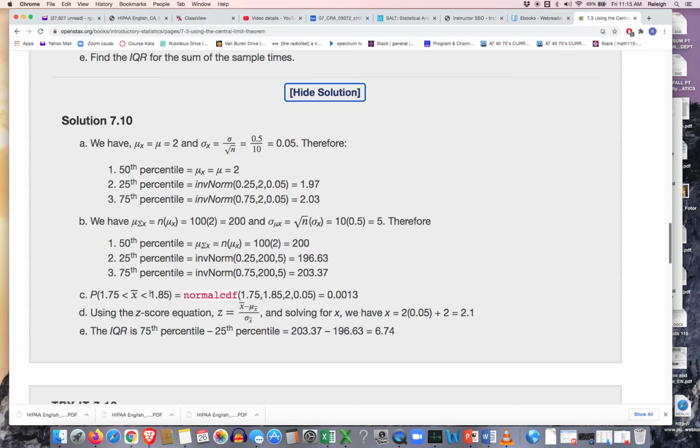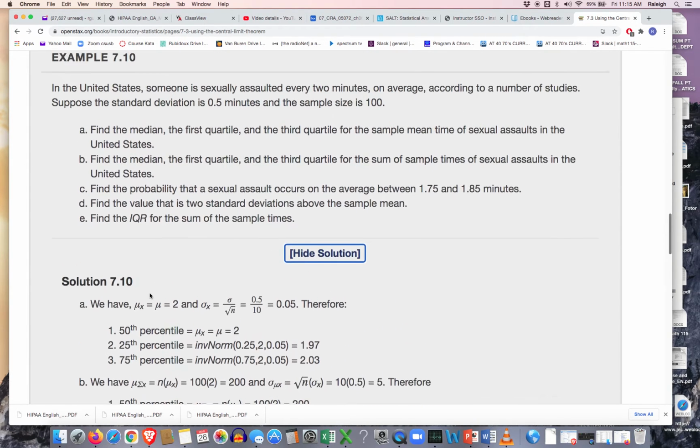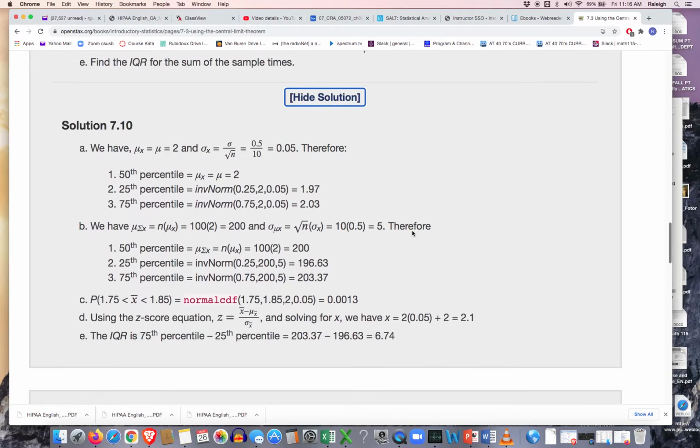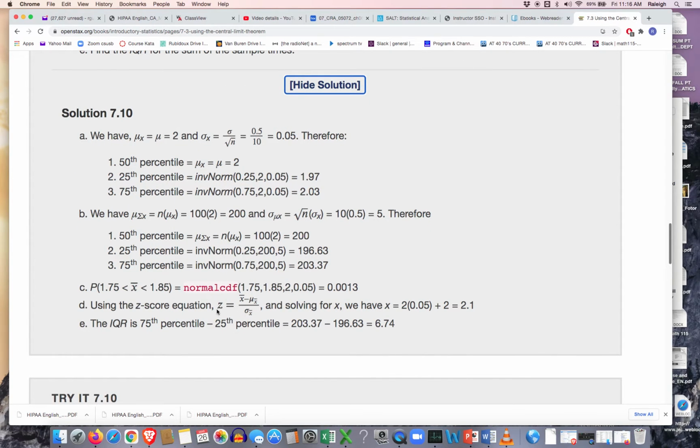And it would be a simple matter to figure that out with the x equals z sigma plus mu formula. In fact, they do that over here in part D. They finally show that formula. Find the value that is exactly 2 standard deviations above the sample mean. So they're saying use the z-score equation, x bar minus mu over sigma over square root of n. Solve it for x, like I've been doing.